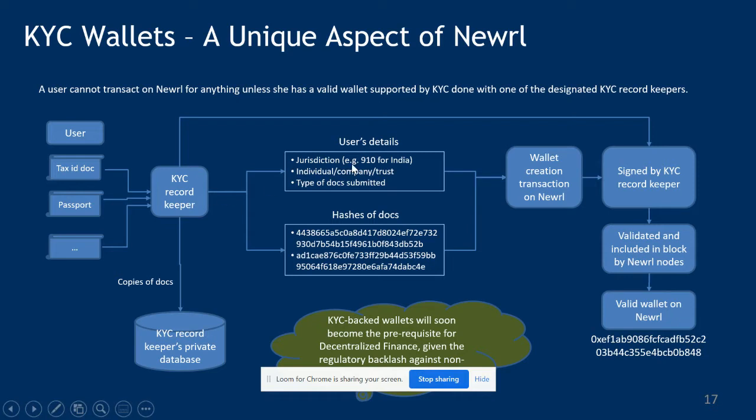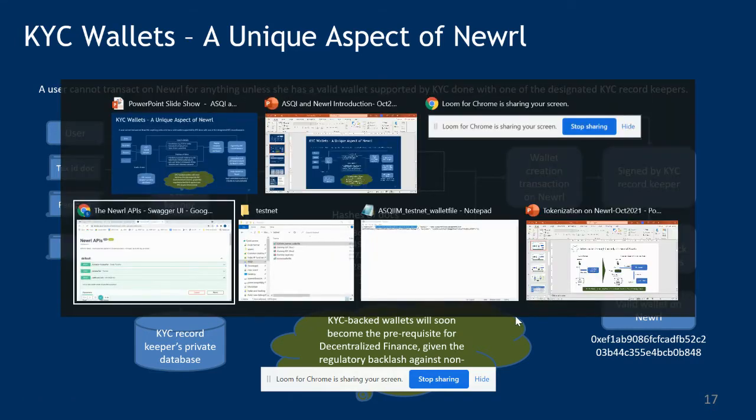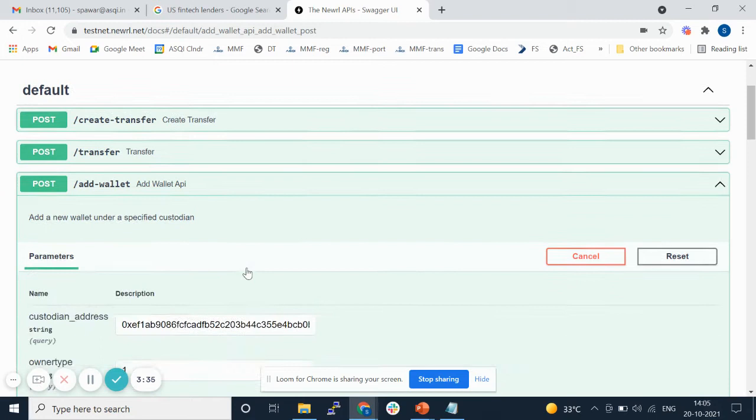The details of the user, such as which jurisdiction she is from, whether company or individual, etc., as well as the hashes of the documents submitted, are included in a proposed wallet creation transaction, and this transaction is signed by the KYC record keeper to ensure that the record keeper confirms that these documents are indeed kept with their records. Now, this transaction, once validated, is included in the next block, and this becomes a valid wallet on Newrl. Now, let's see how that is done in an actual API sense.